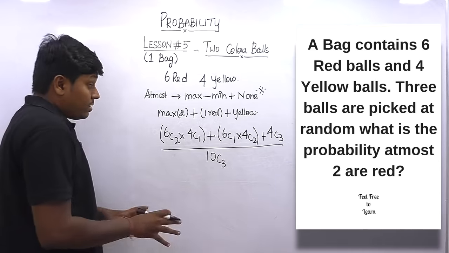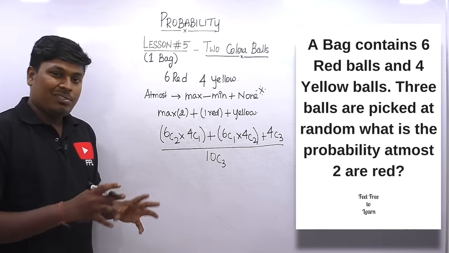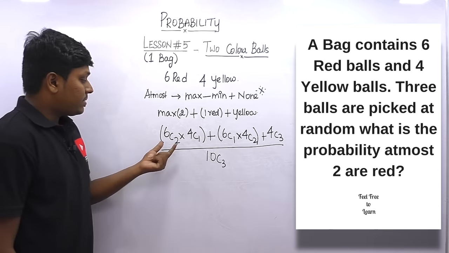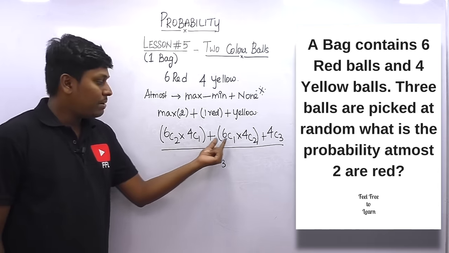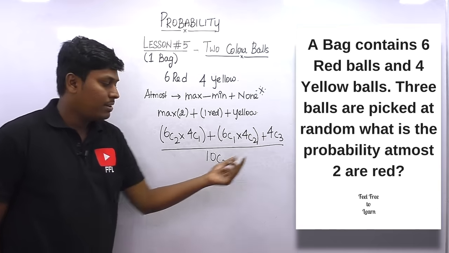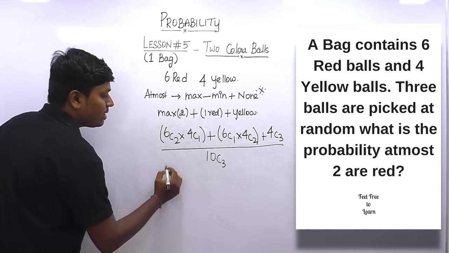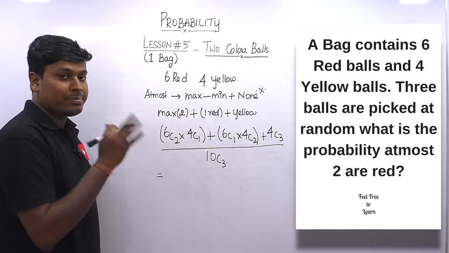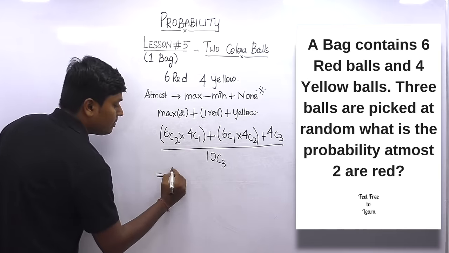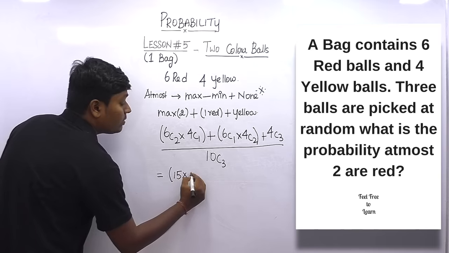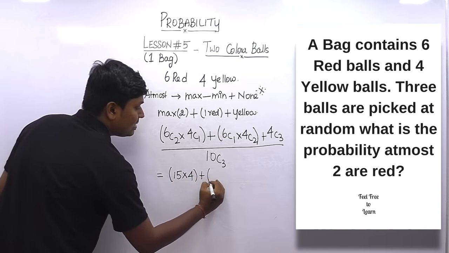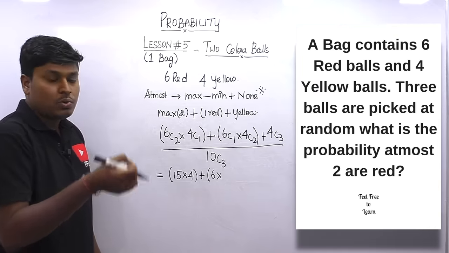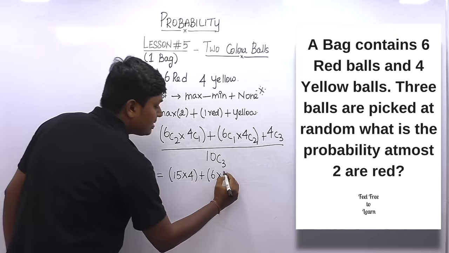Friends, got it? Very important concept. Try to solve more questions by referring to some books, which is important. So 6C2 for the maximum two, plus minimum one red, and without red. Now we need to solve this. 6C2 can be written as 6 into 5 divided by 1 into 2. 2 and 6 can be cancelled, which becomes 3 times. So 5 into 3 will be 15. And 4C1 will be 4. Next term, 6C1 will be 6. 4C2 can be written as 4 into 3 by 1 into 2. 2 and 4 will be 2 times, so 3 into 2 will be 6.